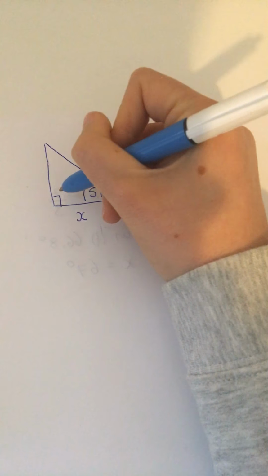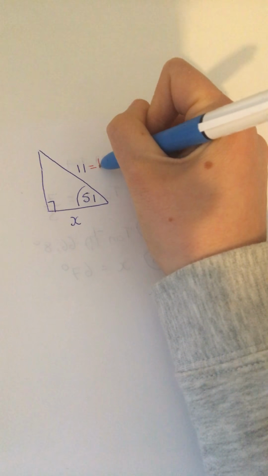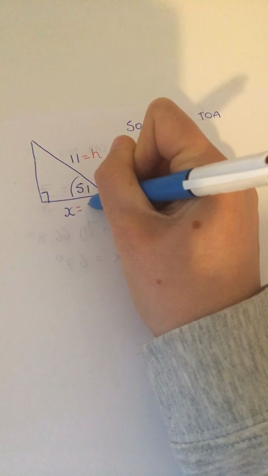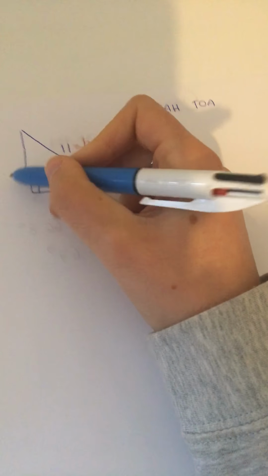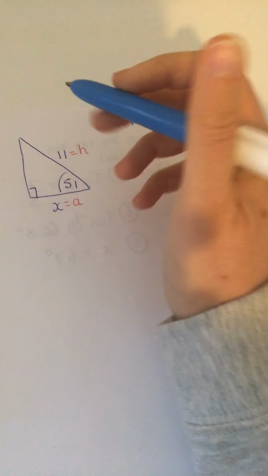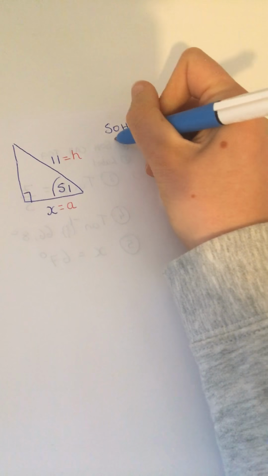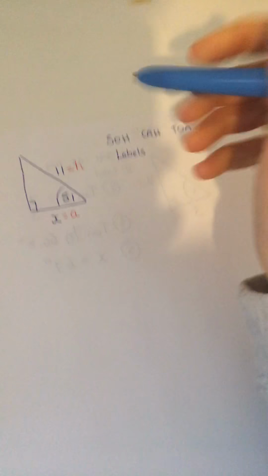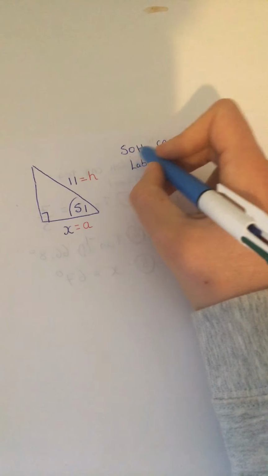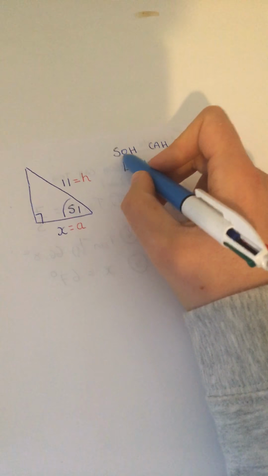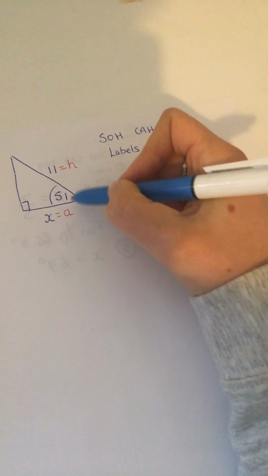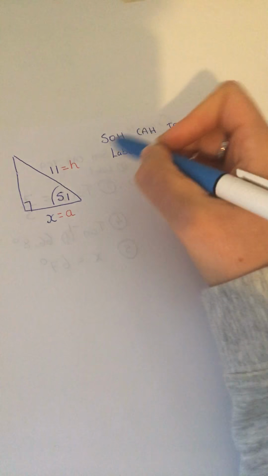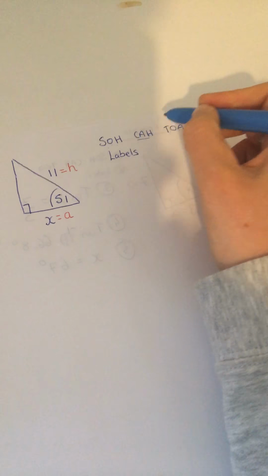The 11 is opposite the right angle, so it must be the hypotenuse. And the x is beside 51, so it must be the adjacent. We're not working with that side at all today, it's blank. So labels, I'll just write it down again. You must label it. Next step then is decide, are we going to use sine, cos, or tan? Will we use sine? Do we have opposite and hypotenuse? No. Will we use cos? Do we have adjacent and hypotenuse? We do. So we're going to use cos.